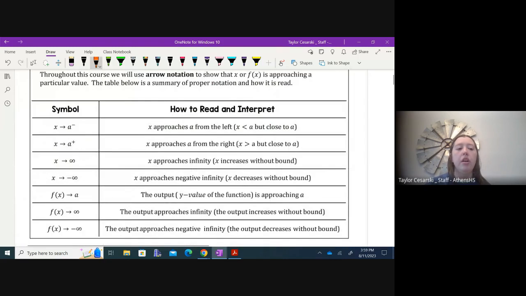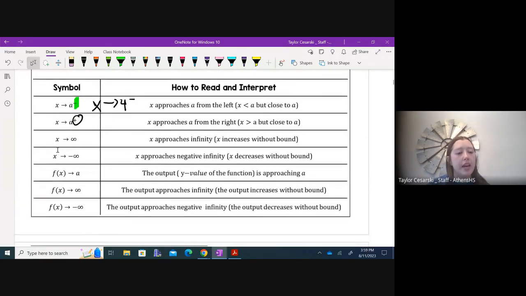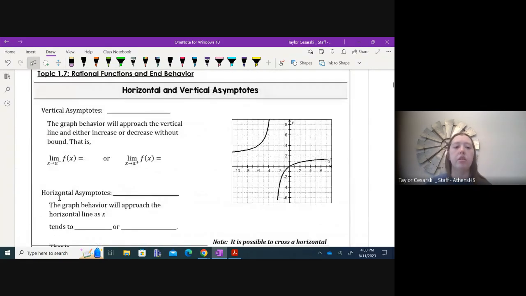You'll see some of this when we talk about limit notation and end behavior, but one new thing to add: if I say x approaches a, where a is some number, say x approaches 4, and then a little minus that looks like an exponent, that means from the left side. And I'll give you an example of that in a minute. A little plus means from the right side. You're familiar with x approaching infinity or negative infinity, and then what the function actually approaches. Okay, so let's look at an example of this.